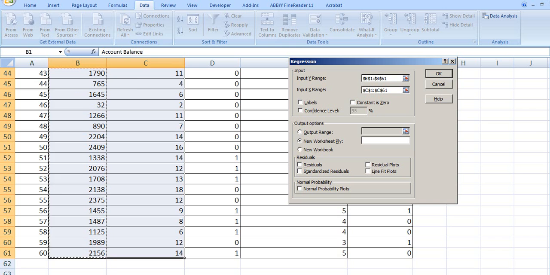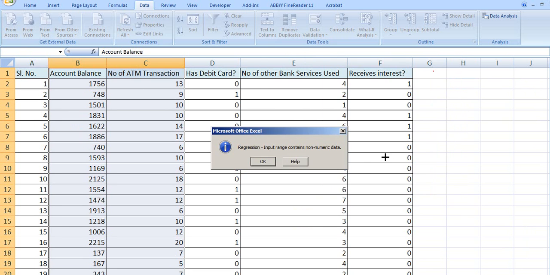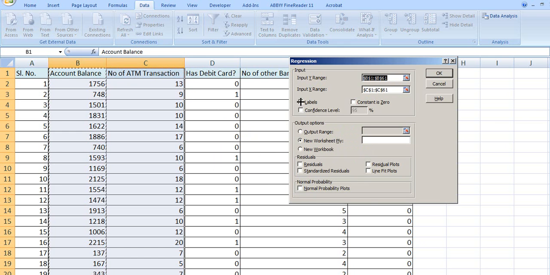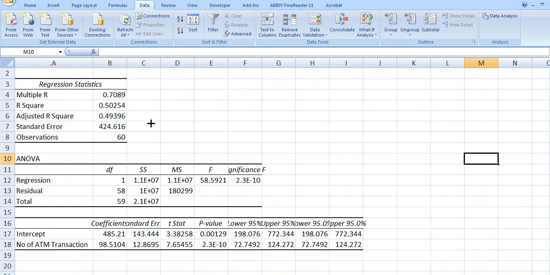Here if you see, I have started with the first row, but I have not put the first row, and I am pressing OK. So it says that input range contains non-numeric data. Whenever you see this non-numeric data, just think that you have selected the label row also and have forgotten to mention that it has labels. So you will do that correction and say that it has labels. Just check this and then press OK. What you get is the summary output.